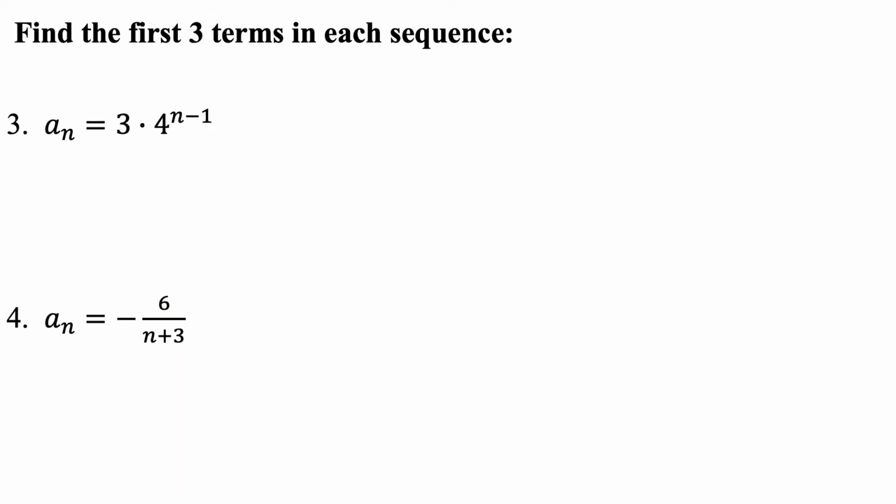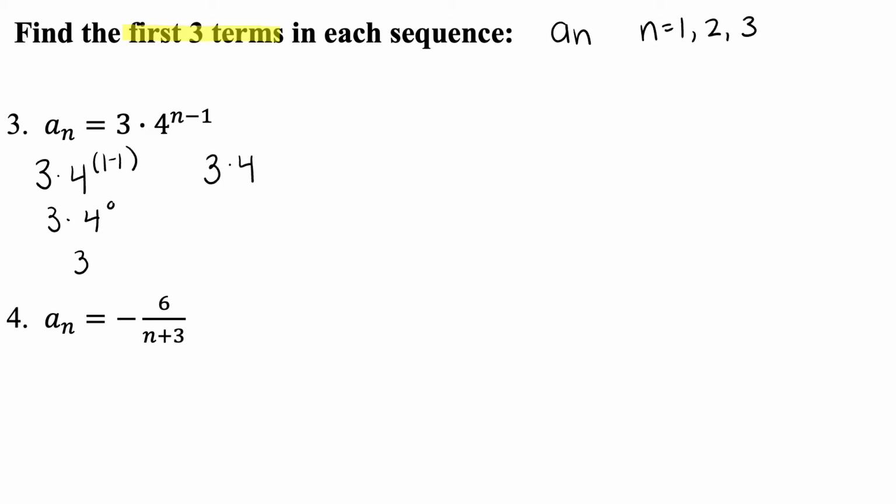So for the next couple, we're still looking at a sequence. This time we're going to be finding the first three terms where we're given the pattern. So we're given a sub n, and we want to find the first three terms, so when n equals 1, 2, and 3. So for number 3, when n equals 1, we would have 3 times 4 to the 1 minus 1, which gives us 3 times 4 to the 0. 4 to the 0 is just 1, so our first term would be 3.